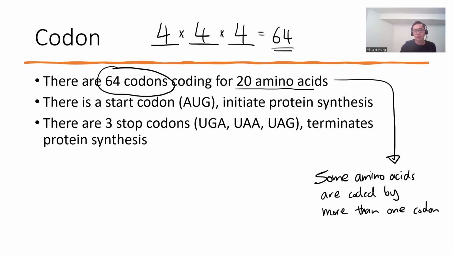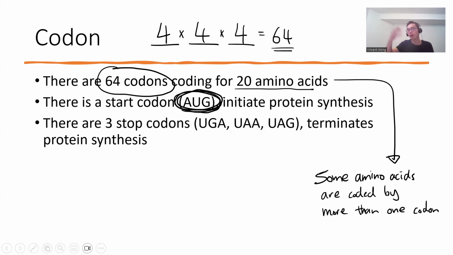Now, when it comes to translation, we also have to have a start and a stop. Okay. Transcription, we already know, right? Like promoter is start, terminator is stop. When it comes to translation, we also have to have a start and an end. So the start codon is AUG.